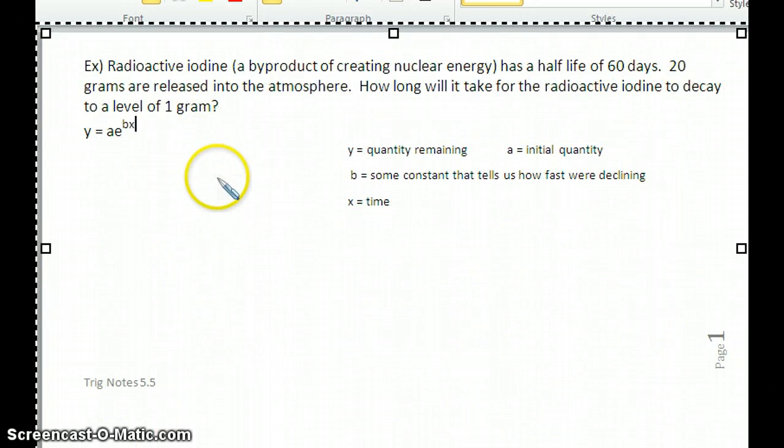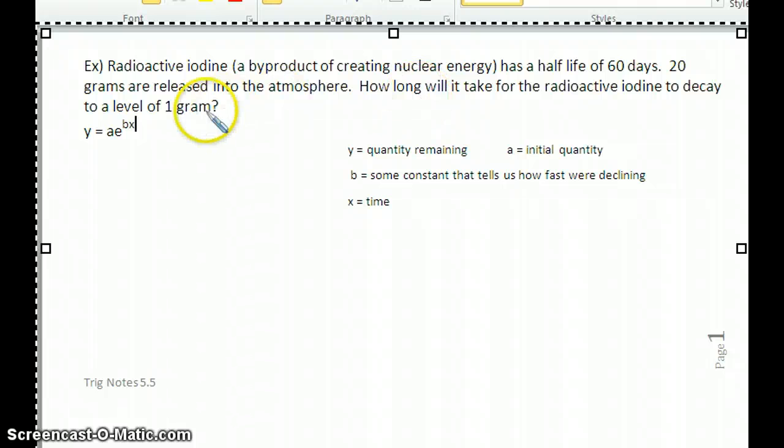Okay, so this one says radioactive iodine, a byproduct of creating nuclear energy, has a half-life of 60 days. So let's first talk about that half-life of 60 days. If I start off with 10 grams, 60 days later I'll have half of what I started with. So 60 days later I'd have 5 grams. 60 days after that I'd have 2.5 grams. 60 days after that I'd have 1.25 grams, and I'd keep going on and on. So it takes 60 days for it to go from starting value to half of that.